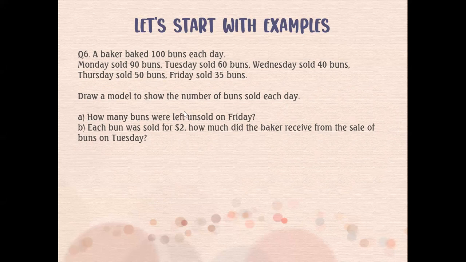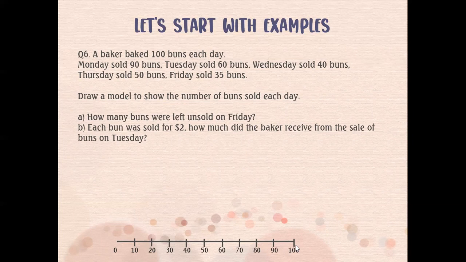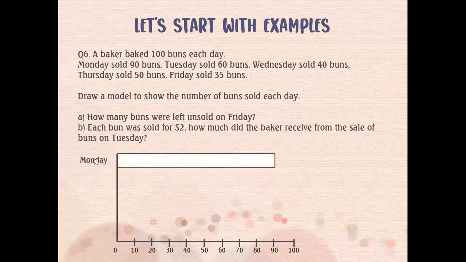So, okay, first thing is we need to draw the model to show the number of buns sold each day. We will start the model by creating the scale for the number of buns. We will use 10, 20, 30, 40, 50, up to 100 as an indicator so that we can draw out all the illustrations for 35, 50, 40, 60, 90 buns sold each day. So there is a timeline. On Monday, the baker has sold 90 buns, so we will draw accordingly.